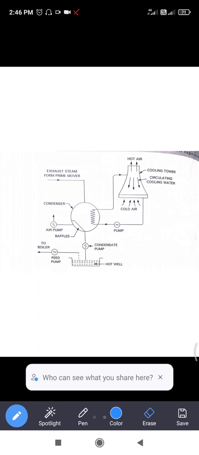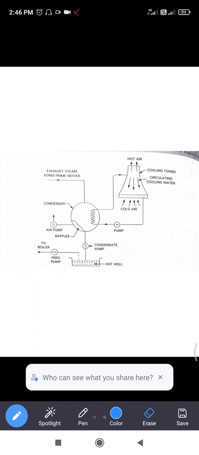Next, there is a circulating water pump, nothing but the water pump. Here we can see this is the condensate pump and this is the circulating water pump. The circulating water pump circulates the cooling water.